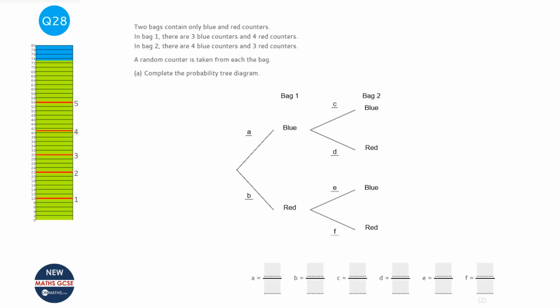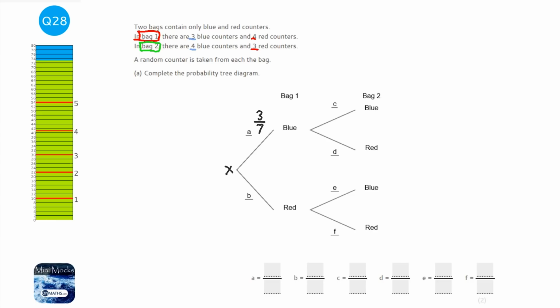Okay, so tree diagram question. And this one says that in bag 1, there are 3 blue counters and 4 red counters. And in bag 2, there are 4 blue counters and 3 red counters. So with tree diagrams, we always start here. And we ask ourselves, well, in bag 1, we can either pick a blue or a red. Well, let's start with blue. What's the probability I pick a blue? Well, there's 3 blues, and there are 3 blues and 4 reds, so 7 in total.